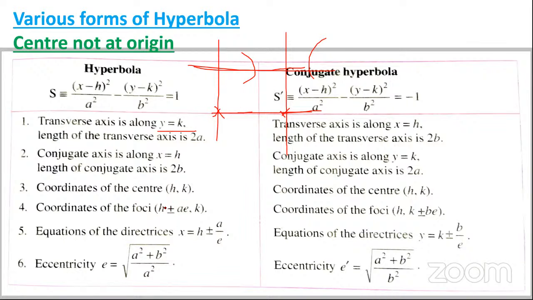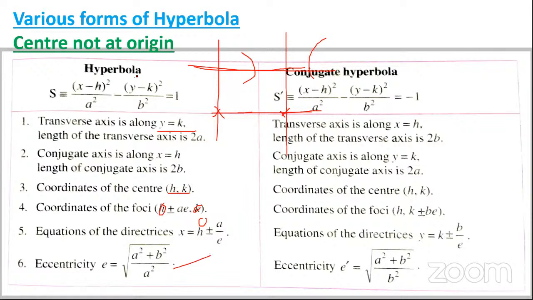In the previous one we know these values are 0, so you just have to substitute h plus or minus ae comma k. Then the equation of the directrix is x equal to h plus or minus a by e, and the eccentricity is the same as before, under root of (a square plus b square) by a square.